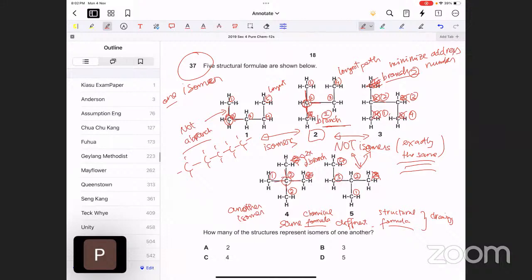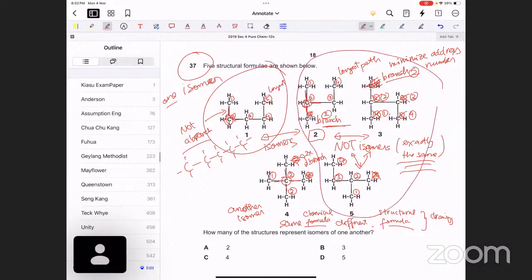I will invite Matthew. Matthew, how many of the structures represent isomers of one another? The question is weird, yeah? So what do you think? Just make a guess. 2. The answer is 3. But why? Okay, here is one guy. Here is another, and here's 3.